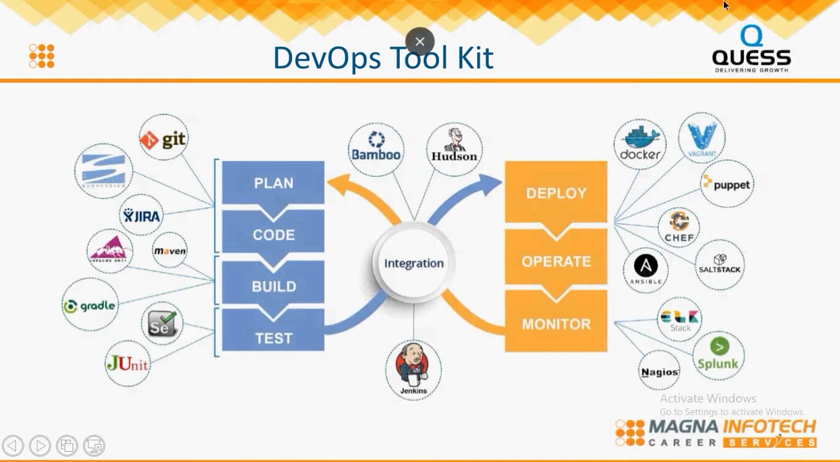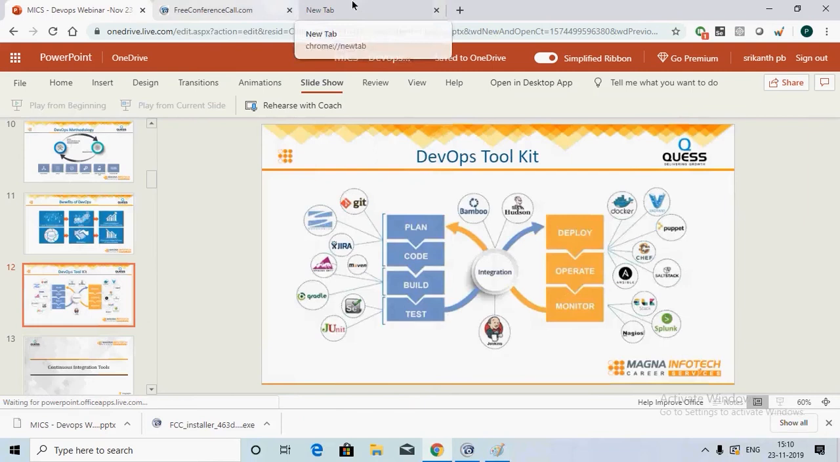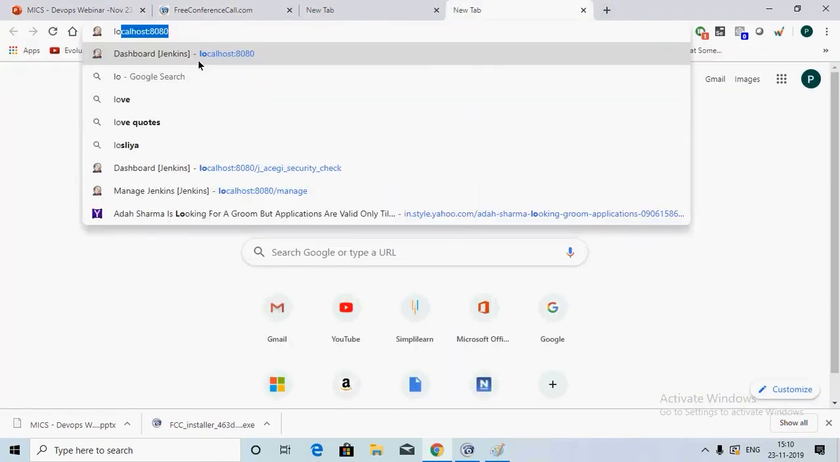This is the DevOps Toolkit which I would like to talk about. Now in the middle you see integration. This is where your code is being integrated using Jenkins, Bamboo or Hudson. These are the set of tools which will help you to actually take a build and immediately check. Let me see if I have Jenkins installed on my system so that I can show you a small demo.